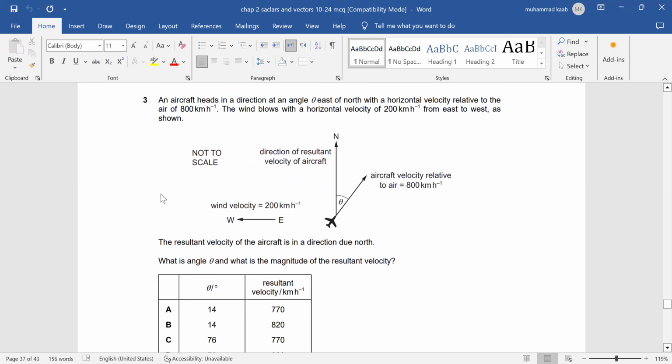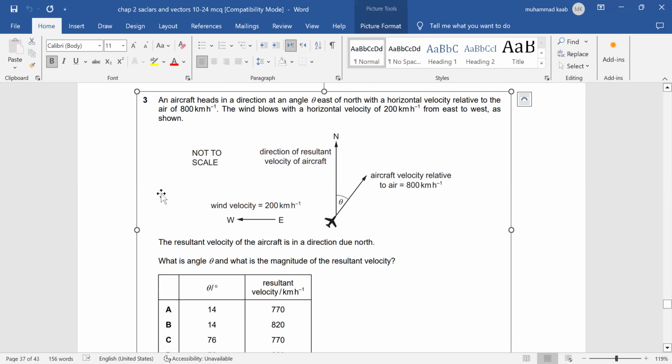An aircraft heads in a direction at an angle theta east of north with a horizontal velocity relative to the air of 800 kilometers per hour. The wind blows with a horizontal velocity of 200 kilometers per hour from east to west as shown. The resultant velocity of the aircraft is in a direction due north. What is angle theta and what is the magnitude of the resultant velocity?